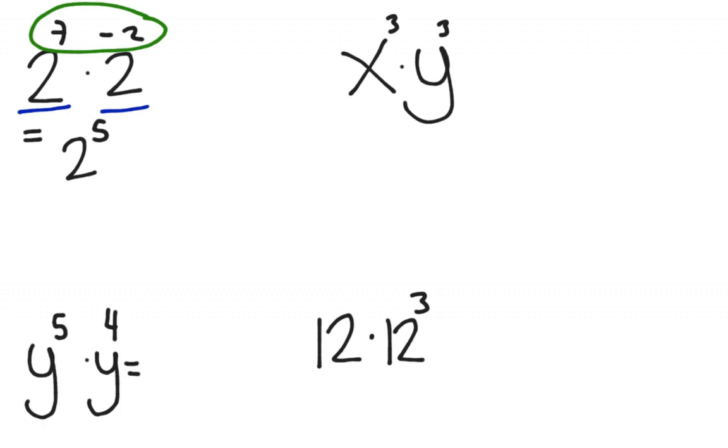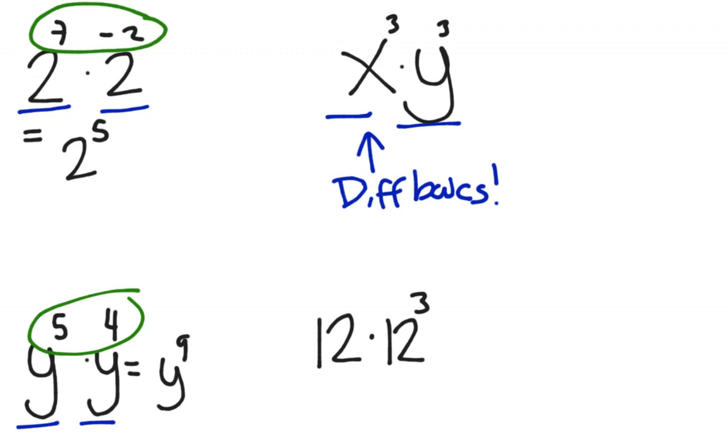Going down, I have y to the 5th times y to the 4th, same base, which is y, which means that my answer will also have a base of y, and I'll add my exponents, 5 and 4, to get 9. My next problem, my bases are x and y. Those are different bases. That means that I can't use the product property here. This is just x to the third, y to the third.